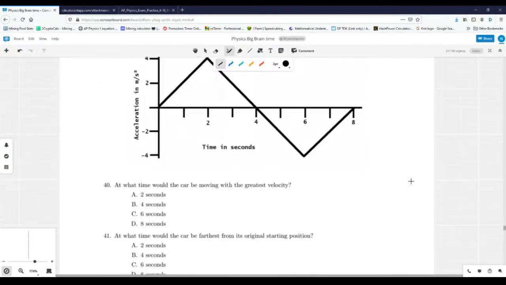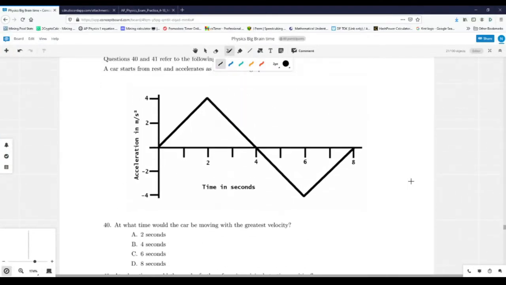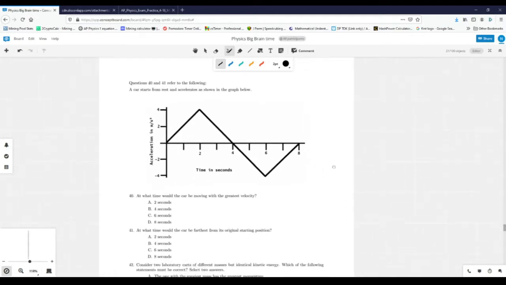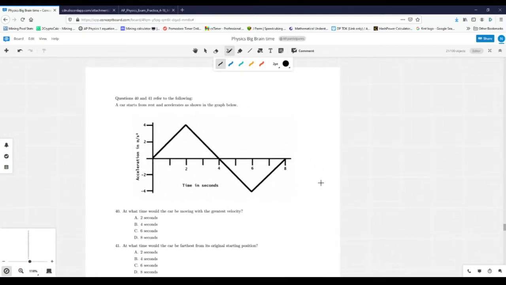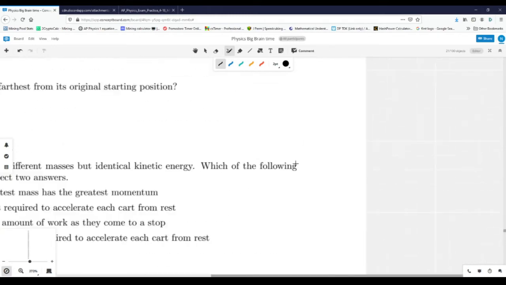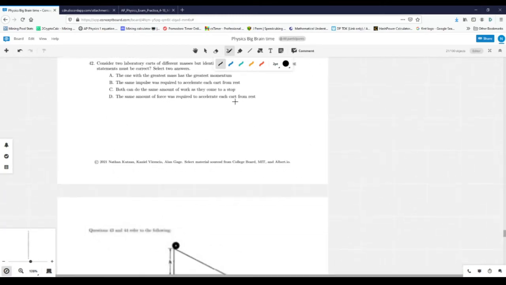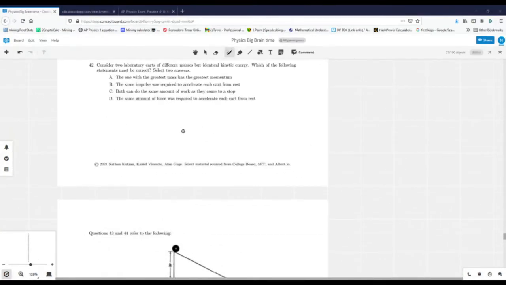However, I want to look at, I guess we'll just start going to the ones that multiple people got wrong. This was a graph question. Oh wait, never mind. It was this one. My bad. 42. Yeah, 42 is the one I'm looking at.